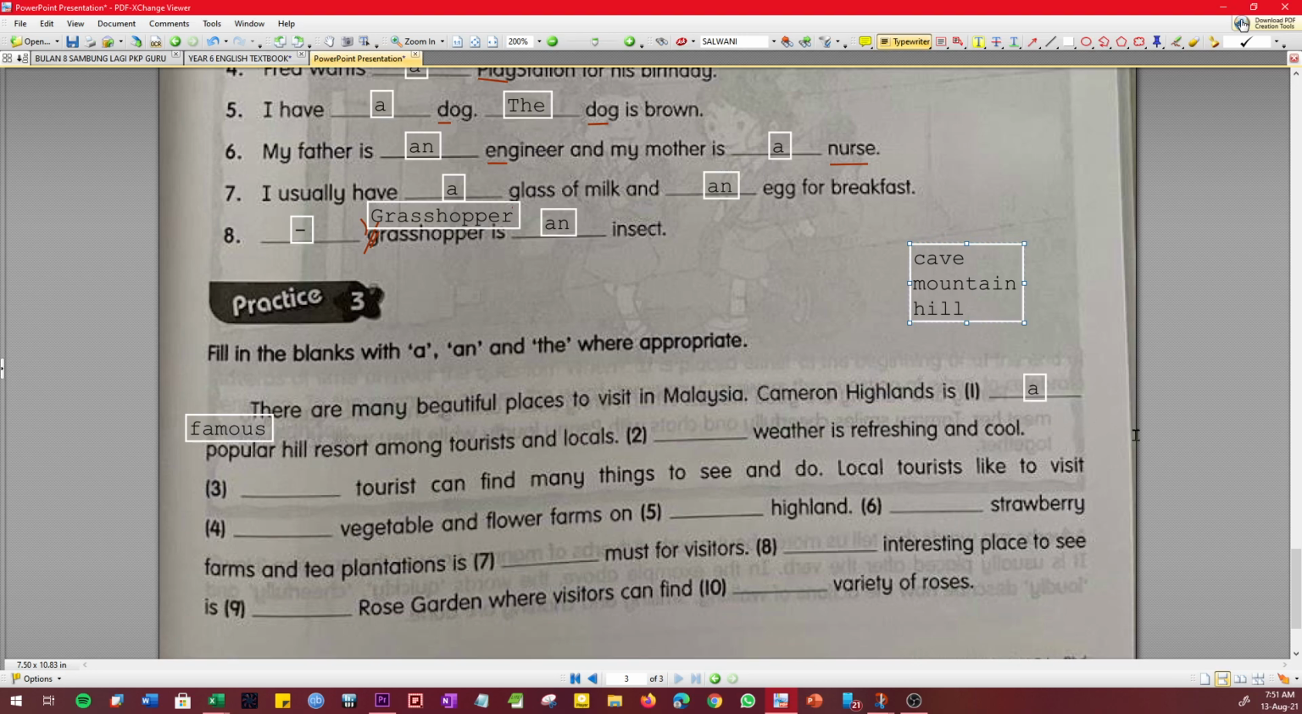Weather is refreshing and cool. So what is the answer for this? Weather is refreshing and cool. Peraturan apa yang kita ambil ni? Peraturan specific. So we use the weather is refreshing and cool.